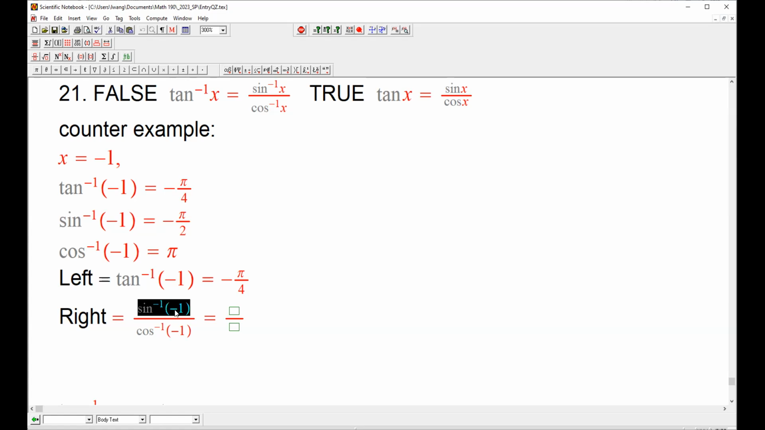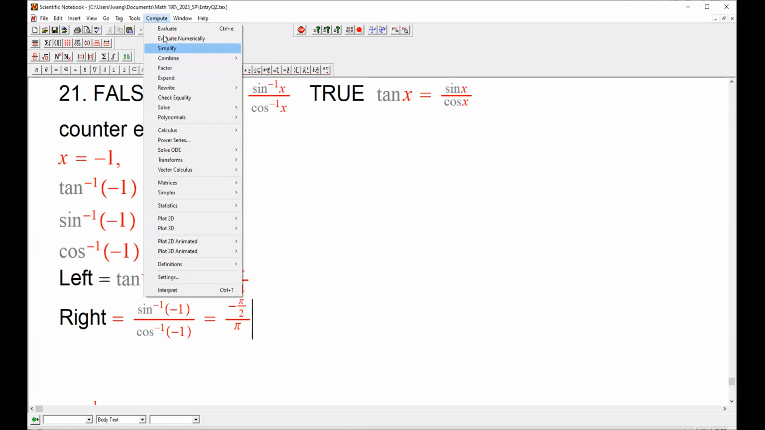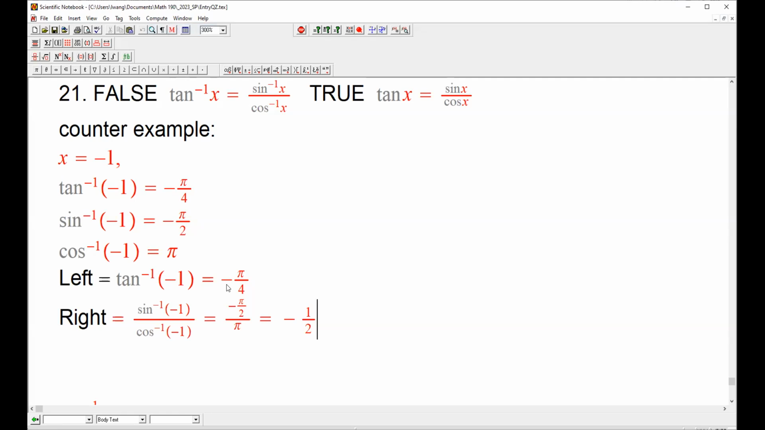Arc sine of -1 is -π/2. If you have any questions about that, go watch the arc sine lesson. And this is π, right? If you reduce this, what do we get? We get -1/2. Is -π/4 equal to -1/2? So this will be a good counterexample for you to practice.